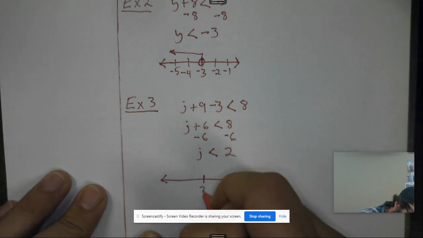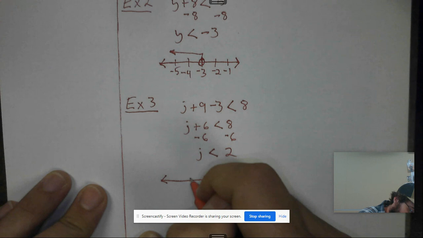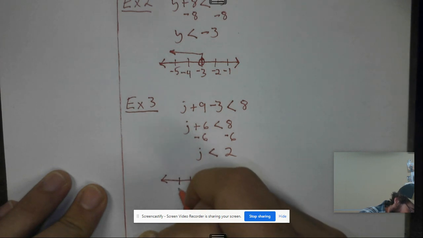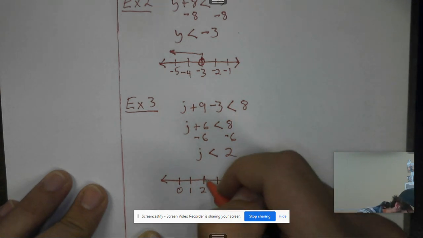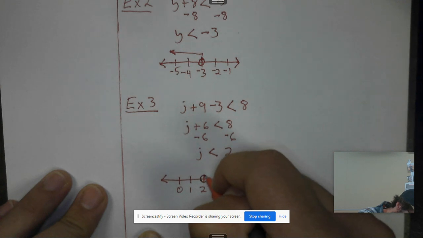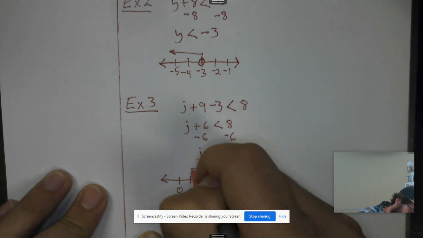Here's 2. If I'm counting up from 2, 3, 4. If I'm counting down from 2, 1, 0. This is strictly less than. So what we want to do is put an open circle on the 2. And the numbers that are less than 2 go to the left.